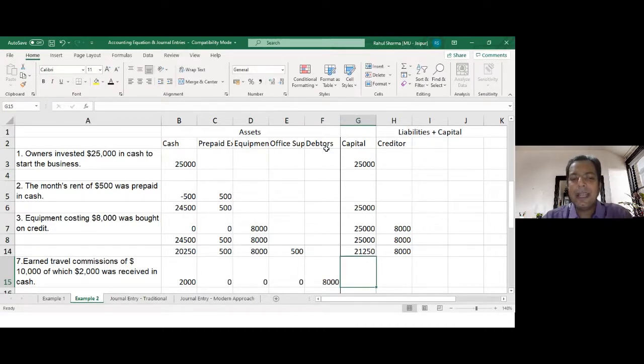Do I have anything added to the capital? Yes. I have earned 10,000, the whole 10,000, as a commission. So that can be added into the capital. That's my earning, and I'm left with no impact on credit.